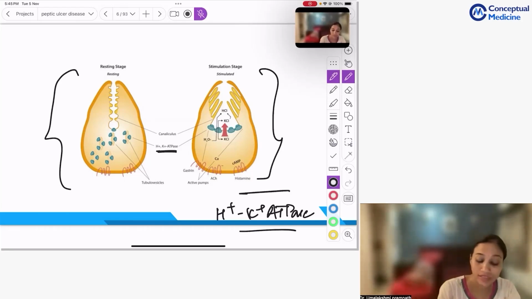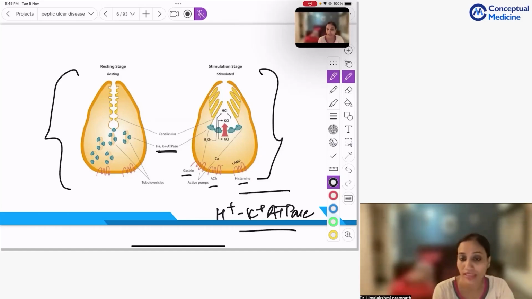Gradually, what happens when there is stimulation? That is what stimulates, we learned: acetylcholine, gastrin, and histamine. When these three hormones stimulate the parietal cell, these tubulovesicles migrate towards the canaliculi. In the resting state, the canaliculi actually have short microvilli. They do not require any activity over there. But in the stimulated state, these tubulovesicles migrate towards the apex.